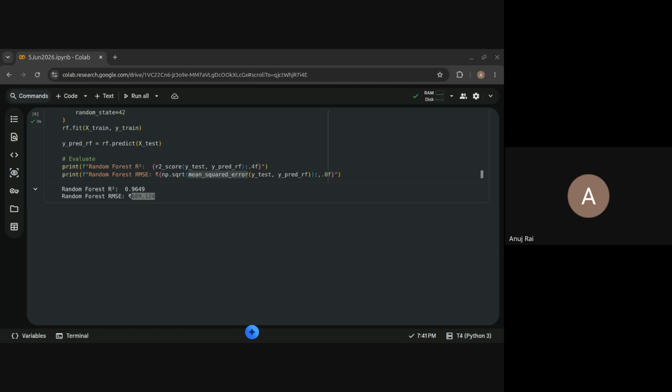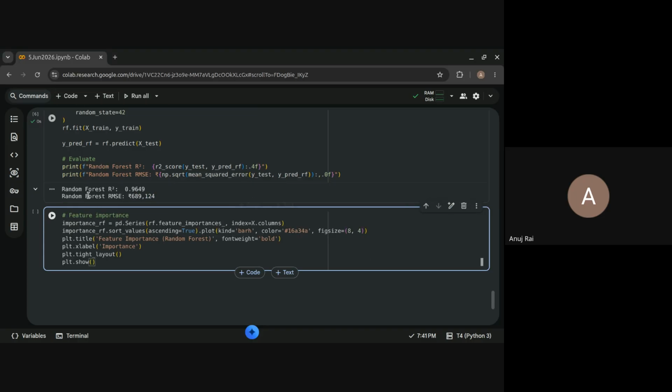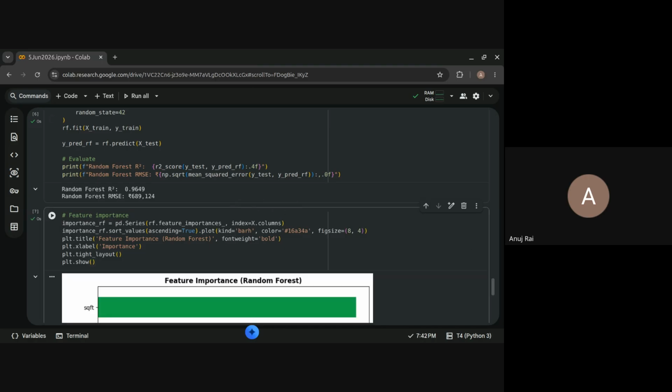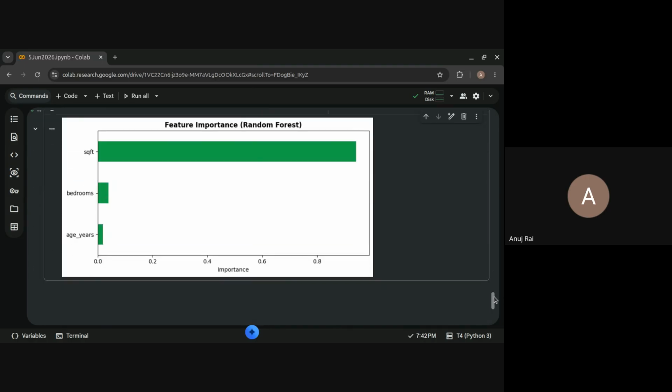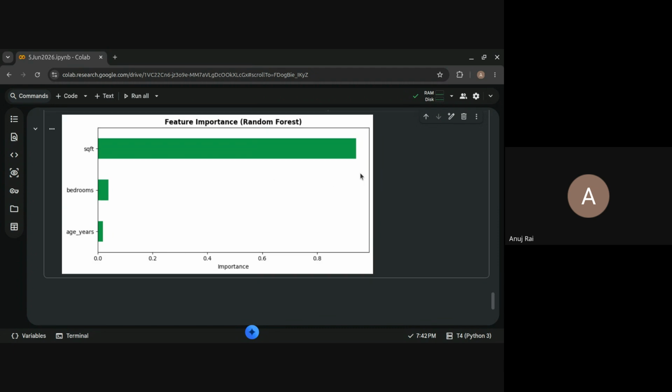And then again, we can see which feature importance it is giving. Similarly, you can see that square feet is given much more importance.